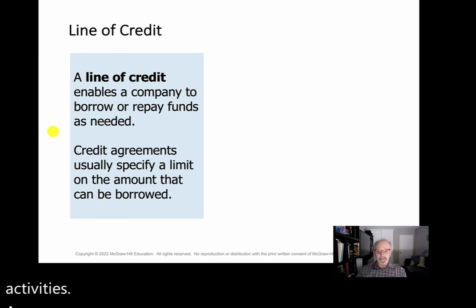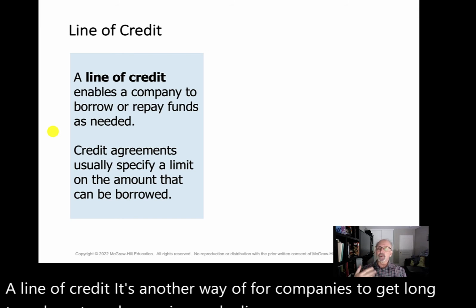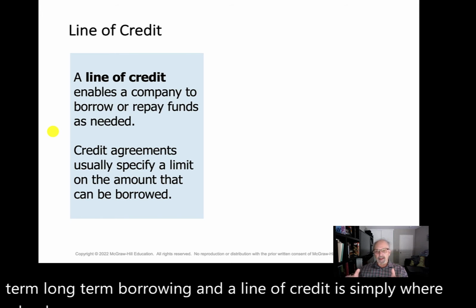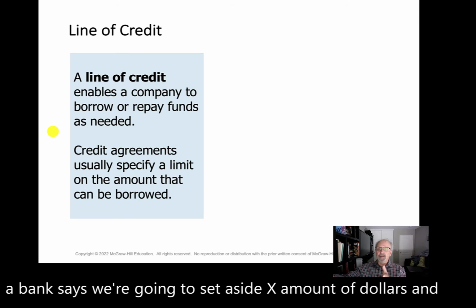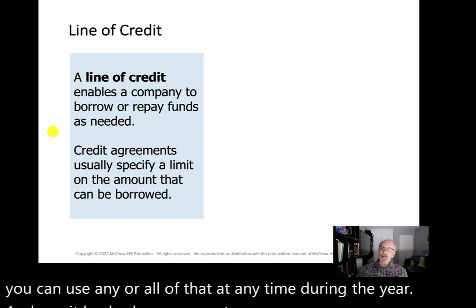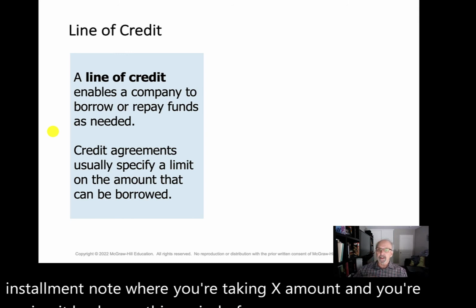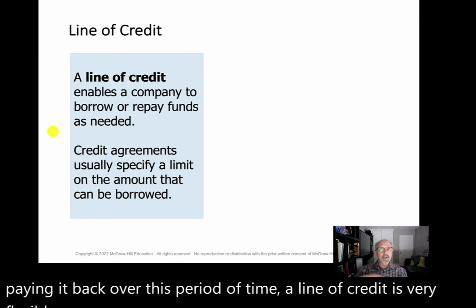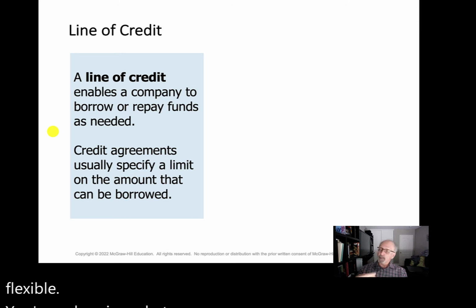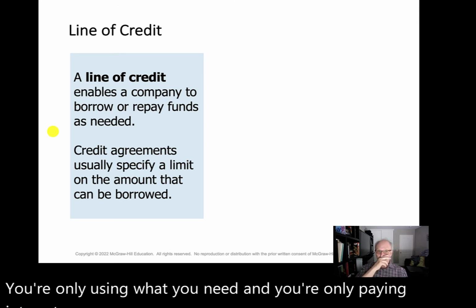Line of credit. It's another way for companies to get long-term borrowing. And a line of credit is simply where a bank says, we're going to set aside X amount of dollars, and you can use any or all of that at any time during the year and pay it back when you want. So as opposed to an installment note where you're taking X amount and you're paying it back over this period of time, a line of credit is very flexible. You're only using what you need, and you're only paying interest on what you need.